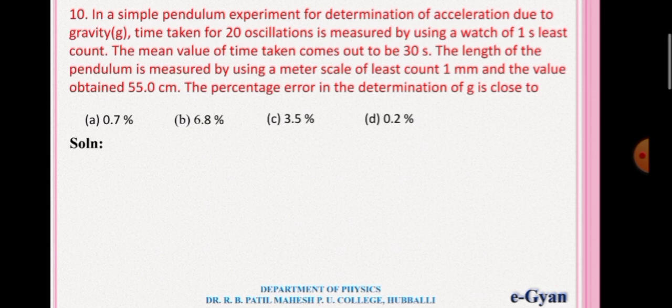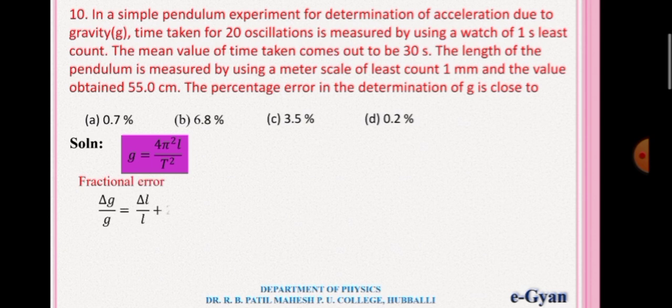Here in the question, a simple pendulum experiment is performed to calculate the value of acceleration due to gravity. The question is, what is the percentage error in the determination of g? To calculate g, we have the expression g equals 4 pi square L divided by T square. Now write the fractional error for this. We get delta g by g equals delta L by L plus 2 into delta T by T. This is the expression for the fractional error of g.